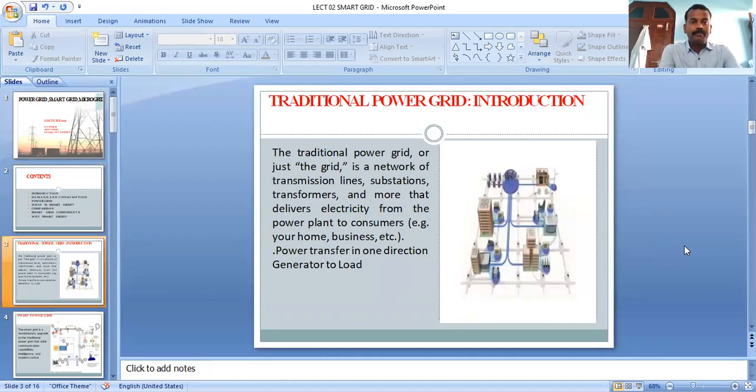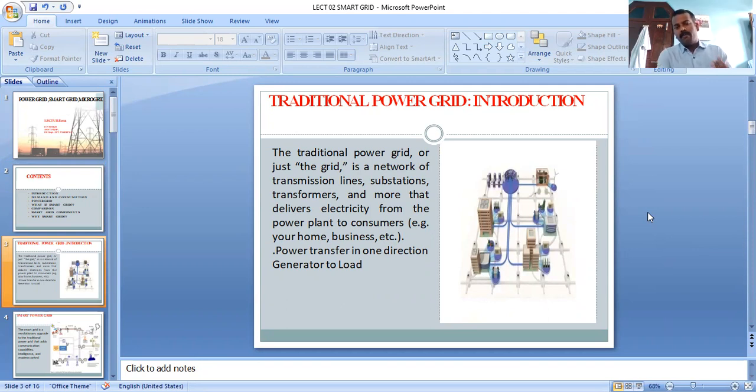Let us start. The traditional grid. Traditional grid, do you know what is the traditional grid? Basically, traditional grid was simply a network of transmission line, substations, transformer, and more to that, delivers electricity from the power plant to consumers.